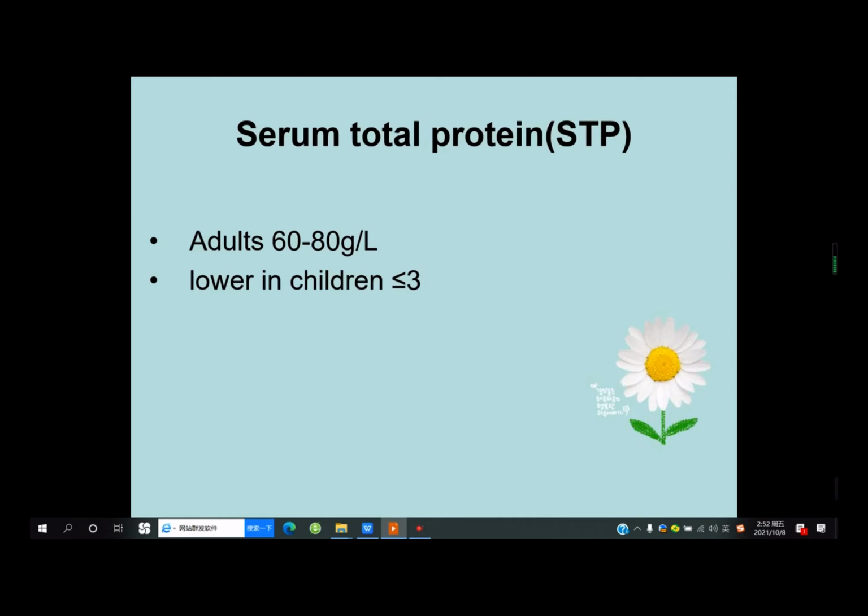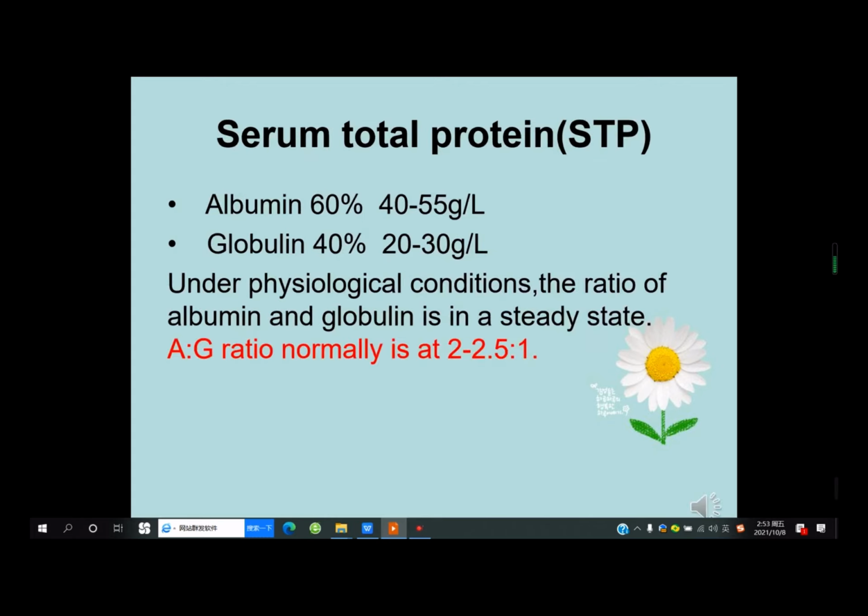Serum total protein is often from 60 to 80 grams per liter in adults. Children less than 3 years old will be lower. Albumin constitutes 60% of serum total protein, and the concentration of albumin is from 40 to 55 grams per liter. Globulin constitutes 40%. The concentration of globulin is from 20 to 30 grams per liter.